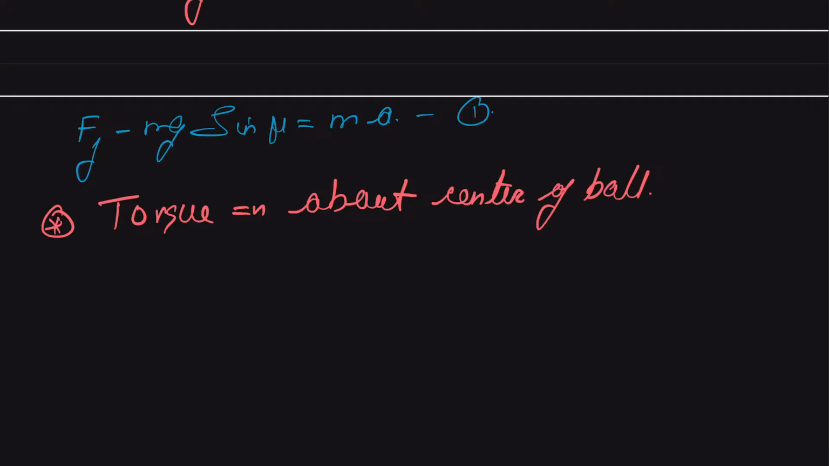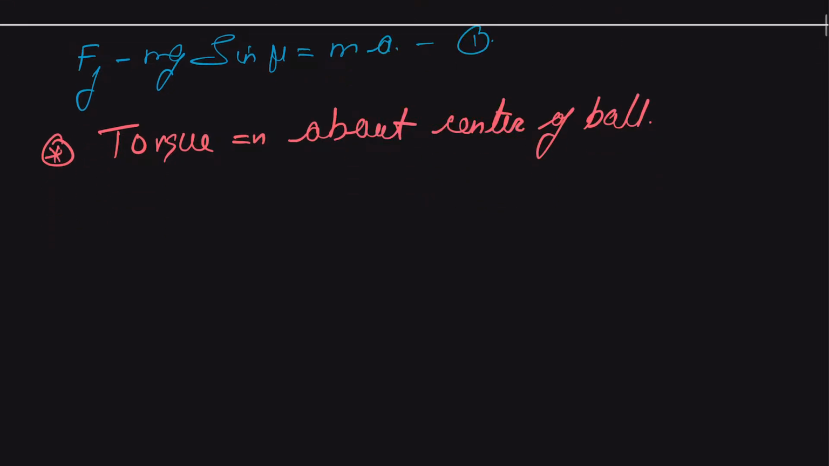Now here, one force is the frictional force and the other one is mg, that's the weight, and the gravity mg is acting through the center of the ball. So there will be no torque because of that mg. The torque will be only because of the frictional force.